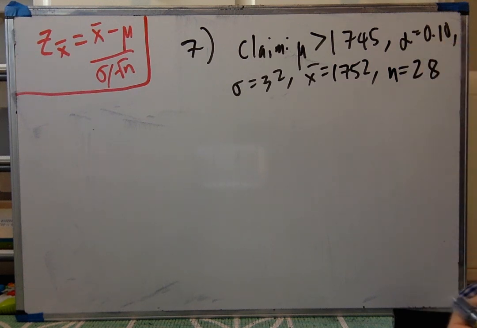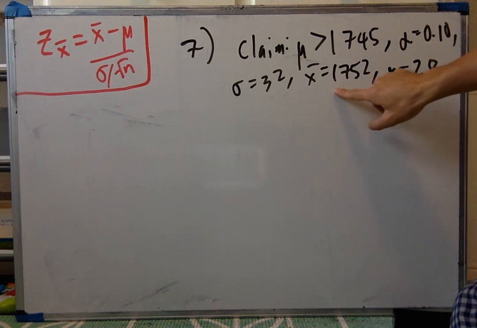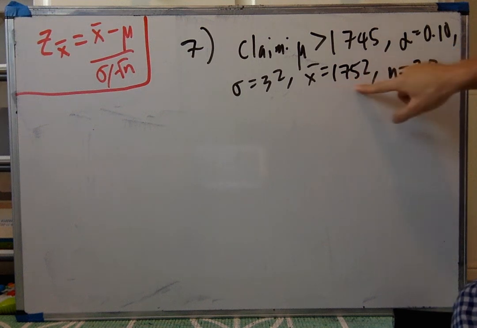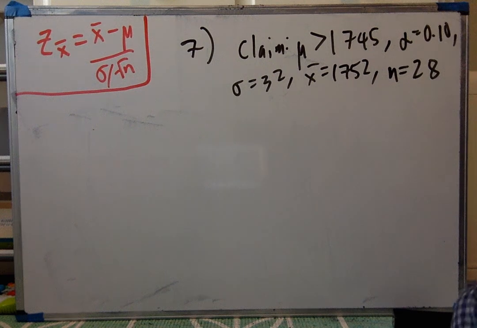So right off the bat, it's probably going to end up that we're going to accept the claim, is my thinking, because if you look at the value, it's larger, right? So if you claim that mu is bigger than 1745, then it seems plausible that the mean of a sample, small size, would be bigger than 1745.